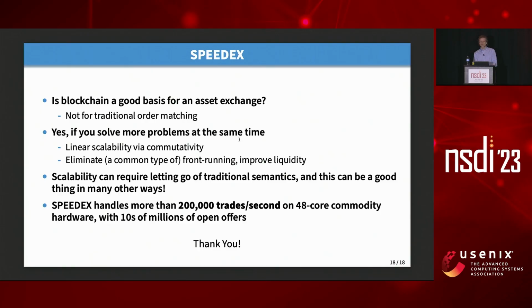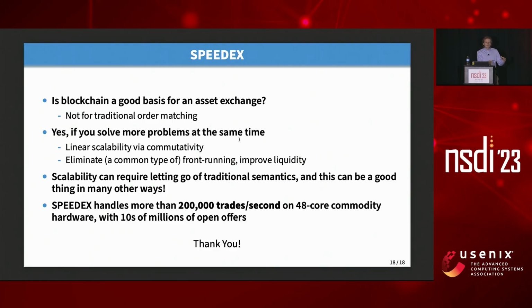So circling back to our original question: is a blockchain a good way to build an asset exchange? And no, not if you want to build traditional order matching semantics. But in fact, the answer is yes, if you're willing to make the problem harder for yourself and solve more problems at the same time. So what we did here was, by changing the semantics a little bit, we got a system that has linear scalability by making trades commute, and simultaneously, we're eliminating a common type of front running and improving market liquidity. All in all, to get scalability, what we did was we let go of traditional semantics.